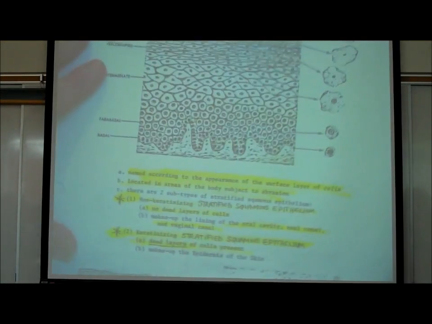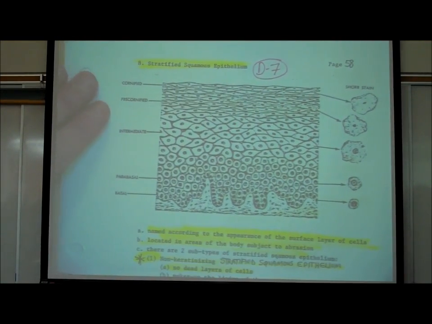Okay, just two last epithelial tissues on page D7. Two last ones on D7.